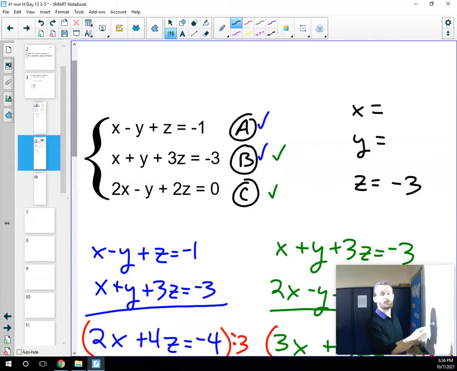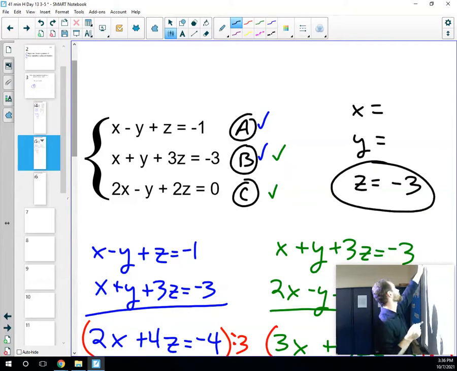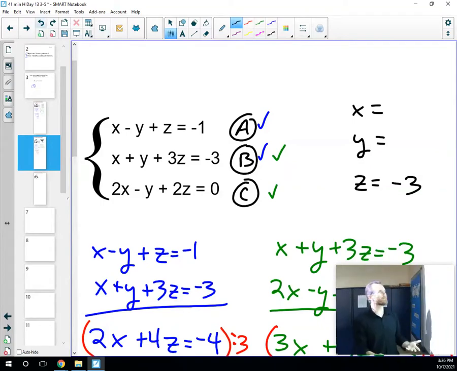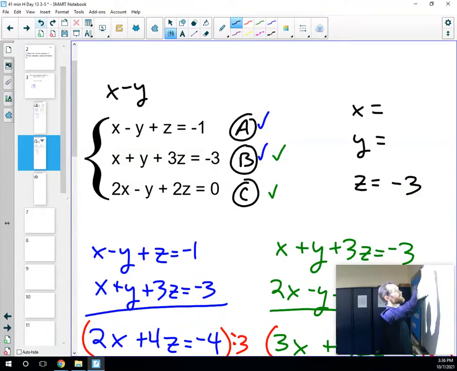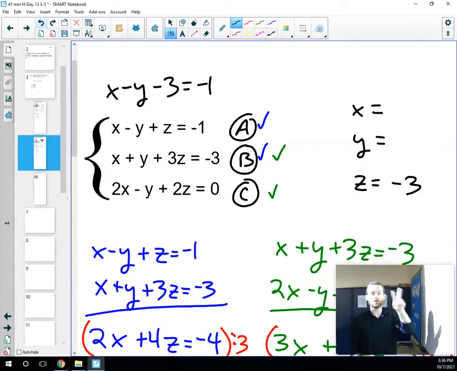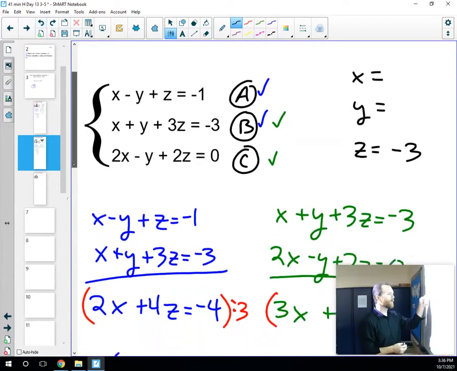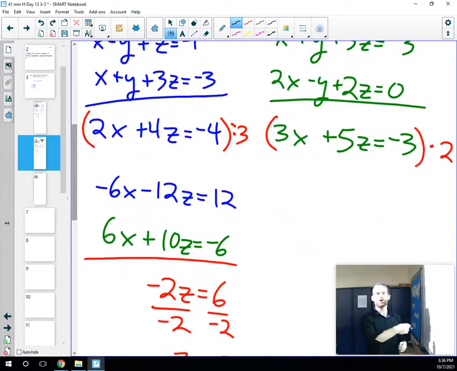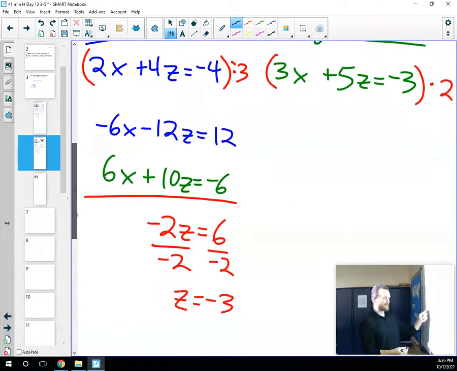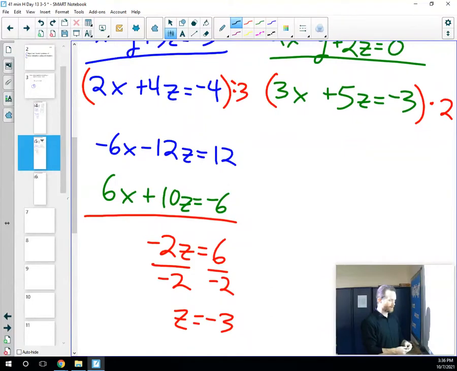For example, if I took this -3 and plugged it into A, that's not going to be helpful. It would be x minus y plus z is -3 equals -1. This is unsolvable because there are two unknowns. So when we find our first value, we don't want to go back to A, B, or C. We want to go back to either the blue or the green because they only had two unknowns. So I can take this -3 and plug it into any of the blue or green equations. Let's use the green one.